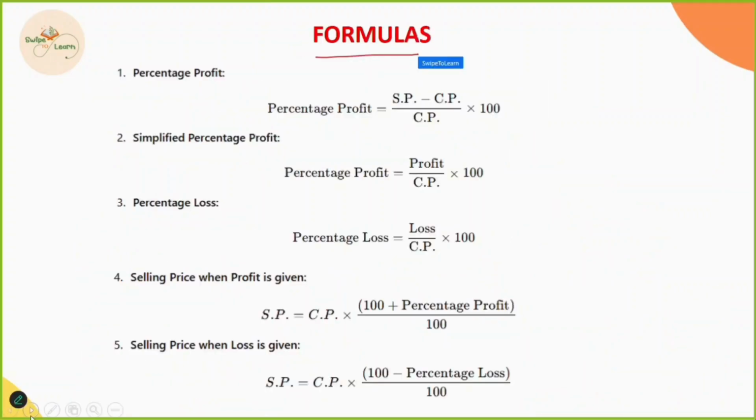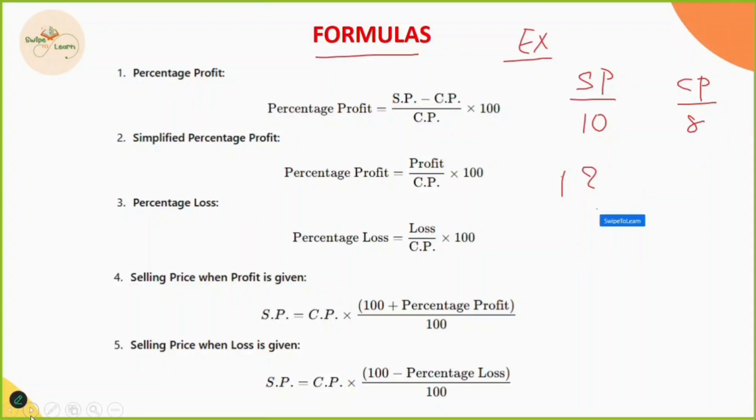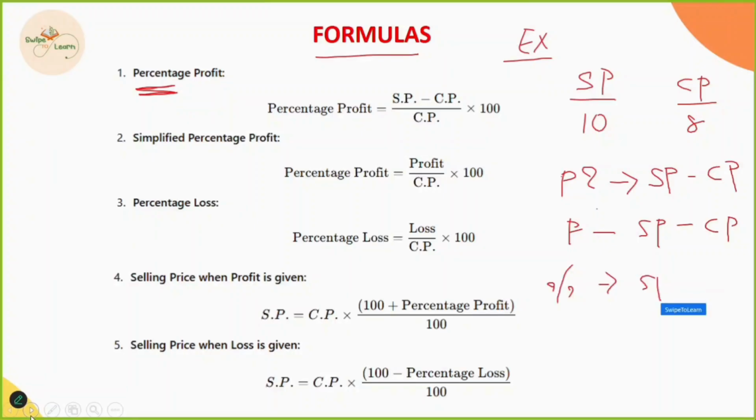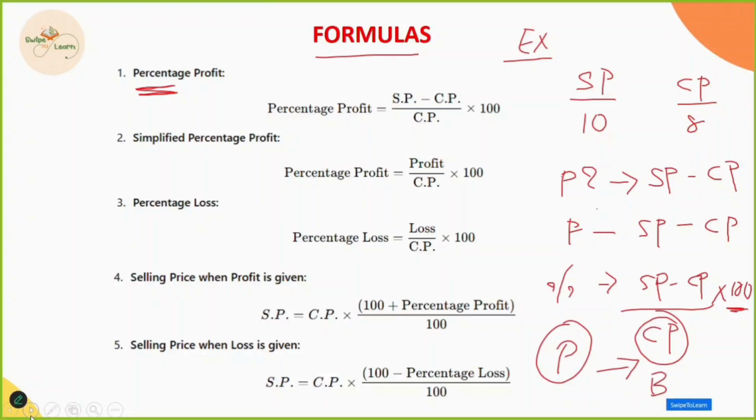There are 5 formulas which are essential in profit and loss. Let us consider an example where the selling price is 10 and the cost price is 8. How will we calculate profit? Profit is given as SP minus CP. Now to calculate the percentage of profit, percentage means 100. So what we do is SP minus CP divided by CP into 100, because percentage means 100. To calculate any profit, CP is the base, which means that if we need to calculate profit, we should know at which price we bought the product.